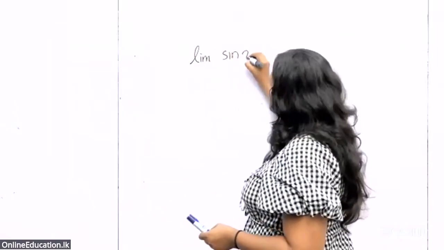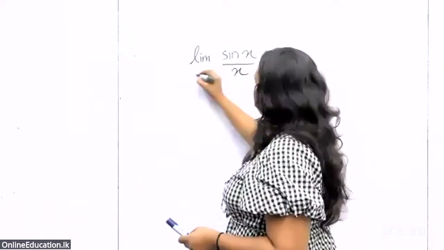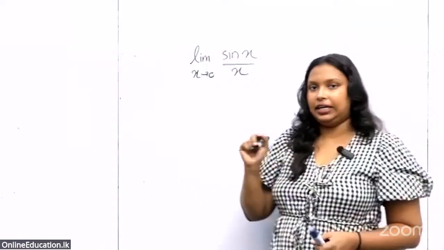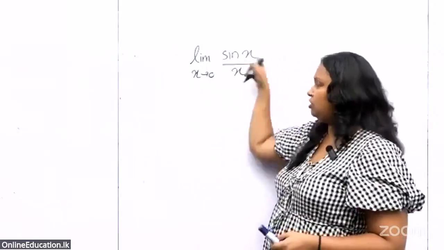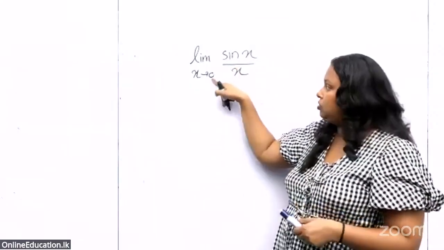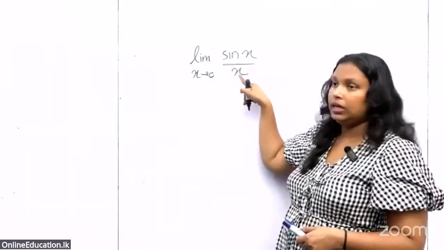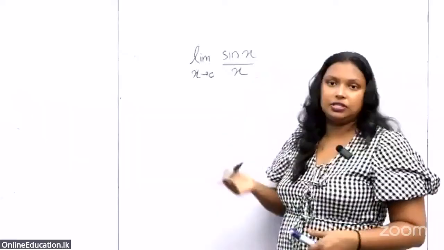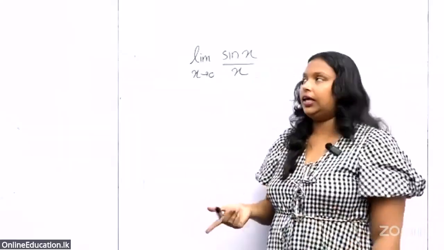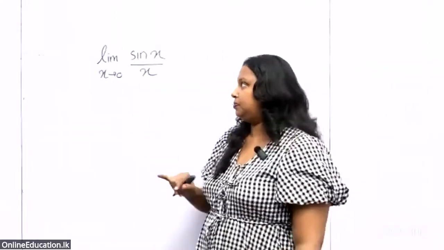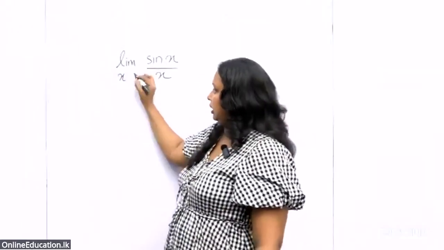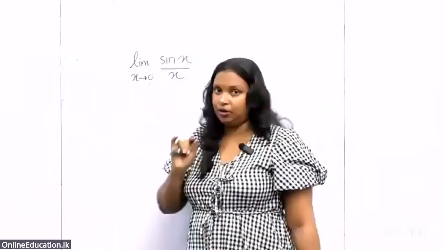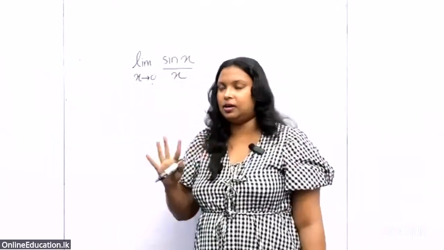Limits of sine x over x when x tends to 0. You just directly substitute and see. When you substitute 0, sine 0 is 0, and the denominator is also 0. You will get 0 over 0, an undefined condition. This is the summary.